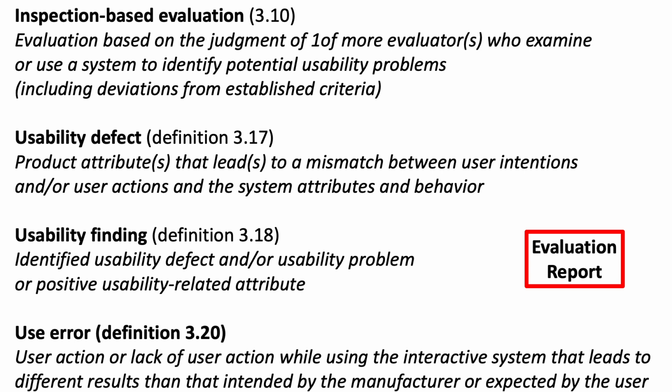So I want to emphasize a few definitions because they do have impact. They do indicate the kinds of things they're interested in when talking about evaluation. So there's this concept of inspection evaluation, where you simply examine the system for potential usability problems, such as walkthroughs and various other kinds of things. Another term that's fairly important is a usability defect. Defect has particular meaning, and if you say something's a usability defect, you don't want to use that term lightly. So here's the definition. It leads to a mismatch between intentions and actions and the system attributes and behavior.